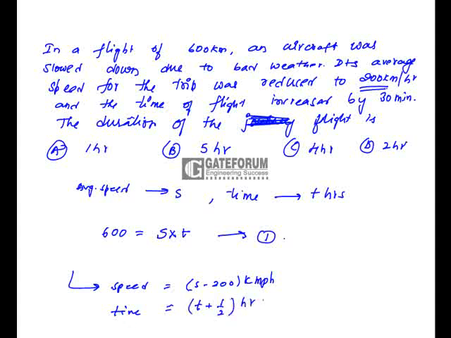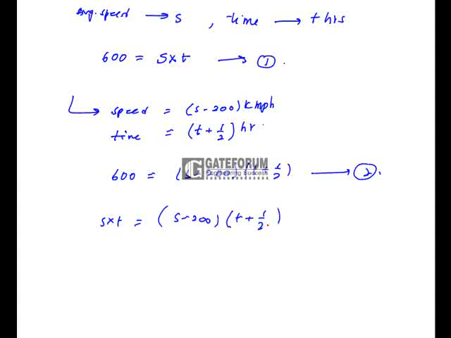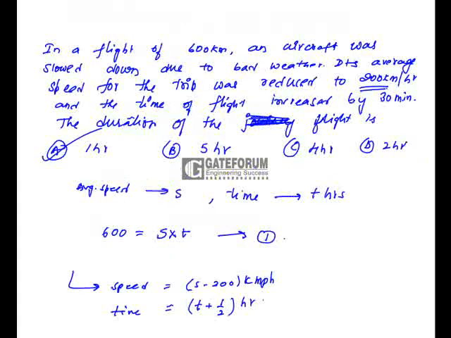Now, again, it is traveling the same distance of 600 kilometers. So the new parameters will be (s minus 200) into (t plus half). Equation 2. Now we can equate s into t and (s minus 200) into (t plus half), from which we can find the value of t as 1 hour, which is nothing but option A.